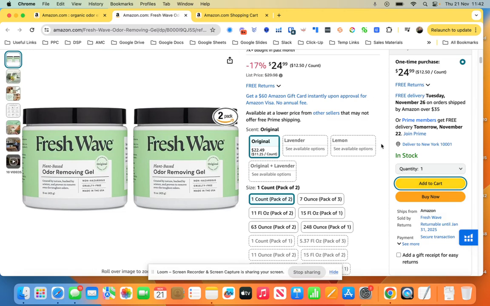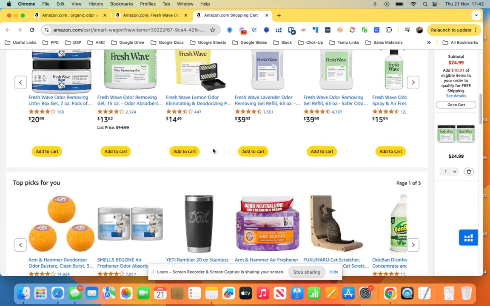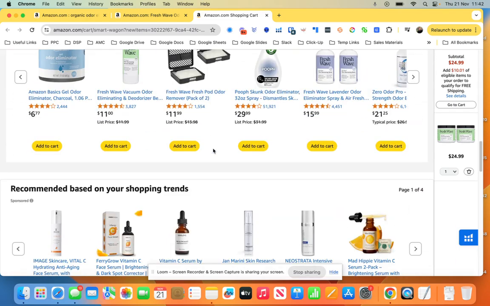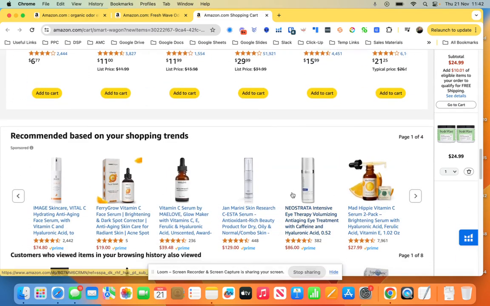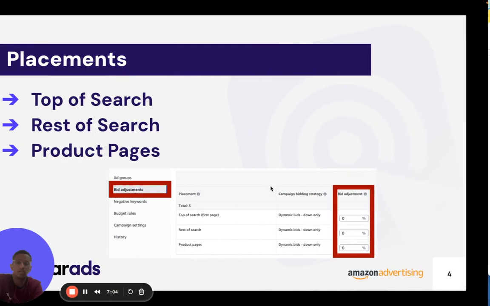Wave, I want to add it to cart, when they go to the basket section here, again, if you scroll down, there's some sponsored ads here too where your products can appear. Again, these can be a lot cheaper than appearing at top of search and rest of search. So they're likely to bring in a higher volume of traffic. And yeah, that's what it looks like and where these ads appear.